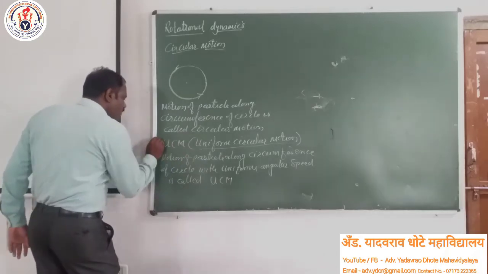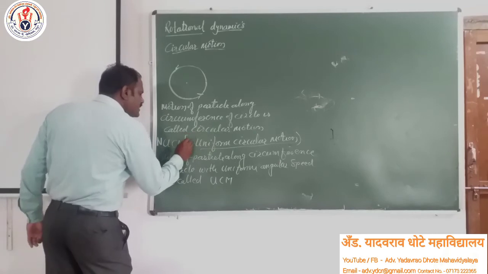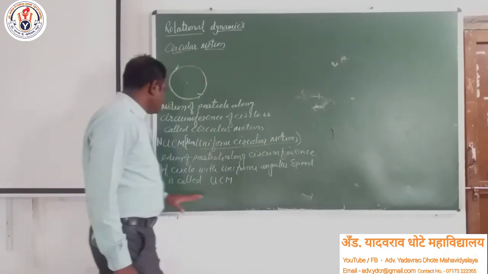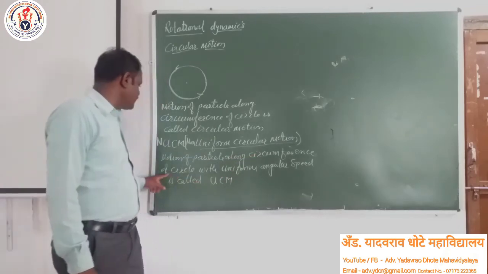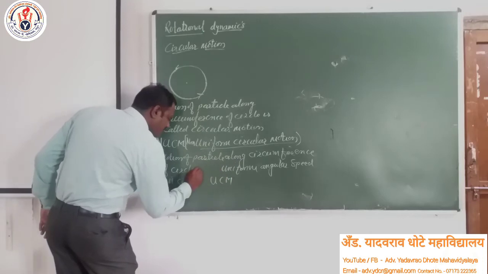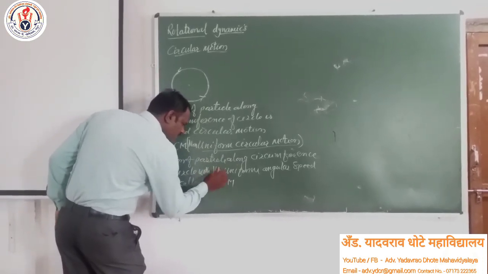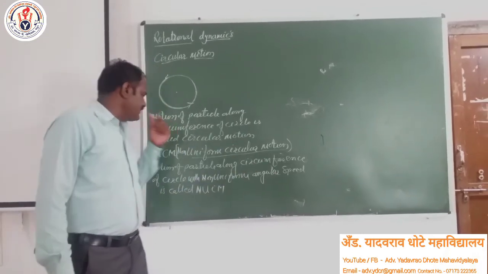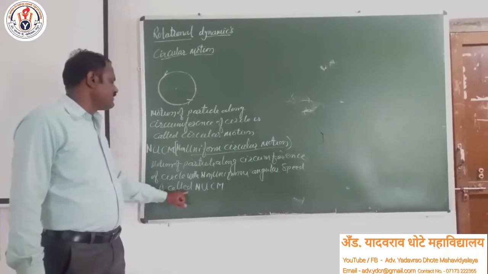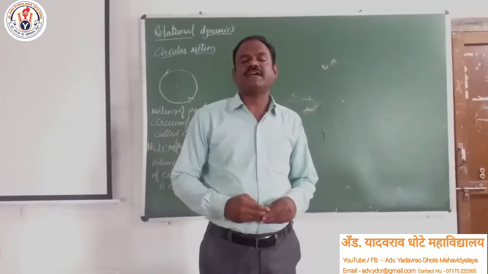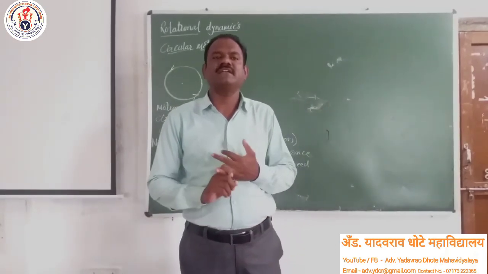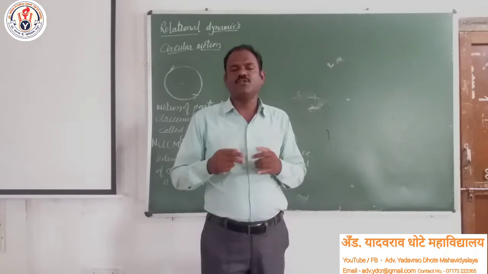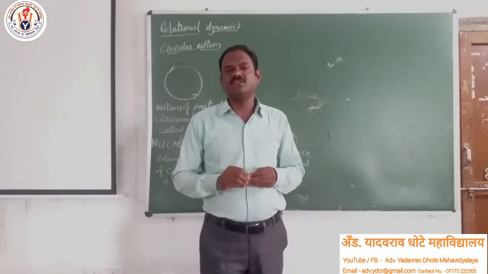This is the second type of circular motion, that is non-uniform circular motion. The definition is: motion of a particle along the circumference of a circle with non-uniform angular speed is called non-uniform circular motion. Just add one word, non-uniform, in the definition. This means there are two types of circular motion: one is uniform circular motion and another is non-uniform circular motion.